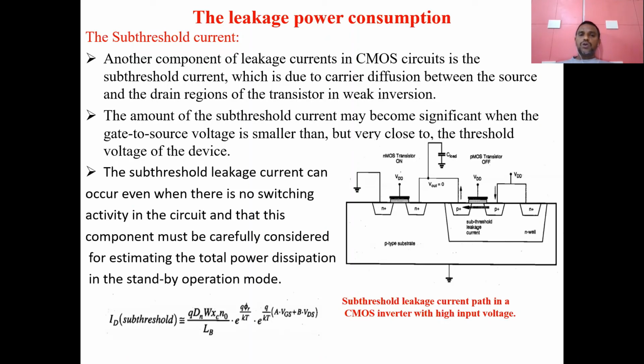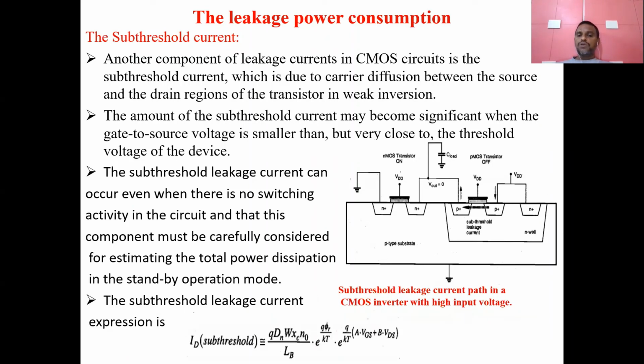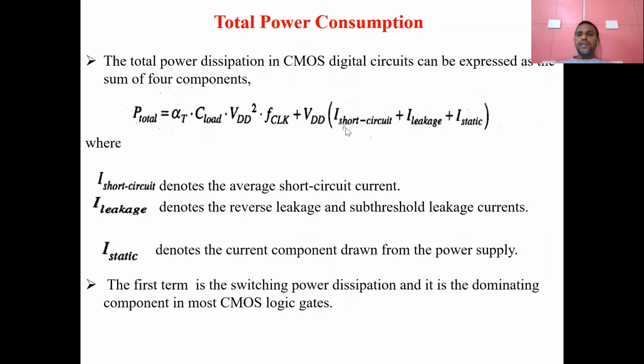Okay, now we'll go with the next one, that is the total power consumption. What is the total power consumption? I told you at the beginning, in the overview of power consumption. The total power consumption is due to the dynamic power consumption or switching power consumption, short circuit power consumption, leakage power consumption, and the fourth one is the static power consumption. To calculate the total power consumption in a CMOS digital circuit, we have to add all these four contributions.